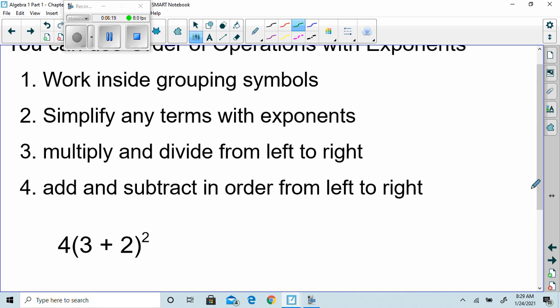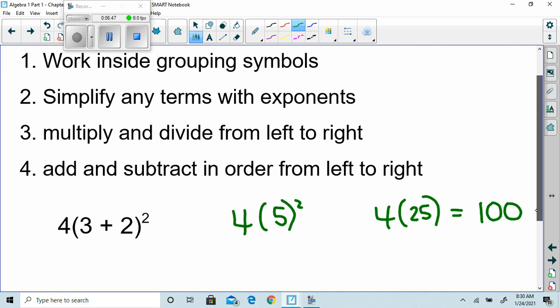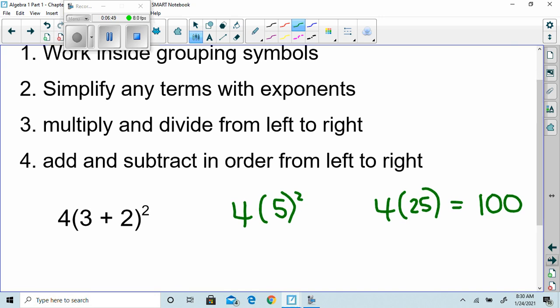So following these steps, I'm going to do what's in parentheses first. It gives me 4 times 5 squared. Well, exponents come before multiplication, so I'm going to get 4 times 5 times 5, which is 25, which leaves me with 100. So we want to be able to use what we know from prior lessons. We talked about order of operations, and now we're going to apply that to working with the exponents in a little more detail.